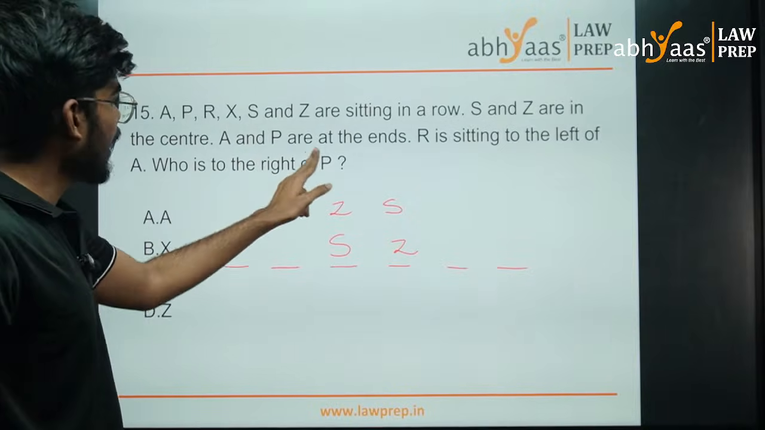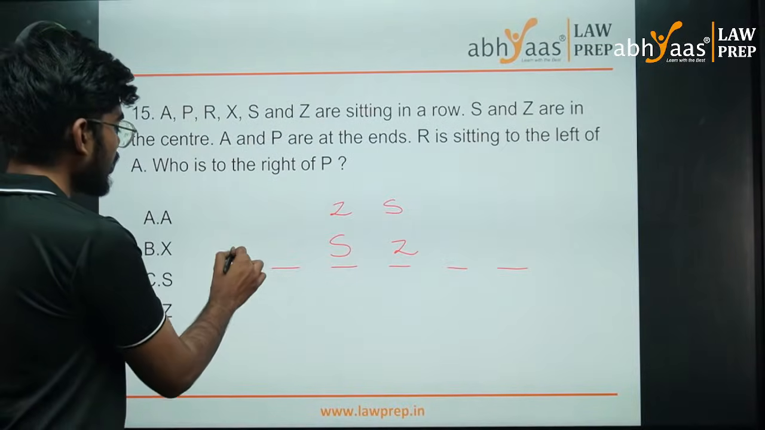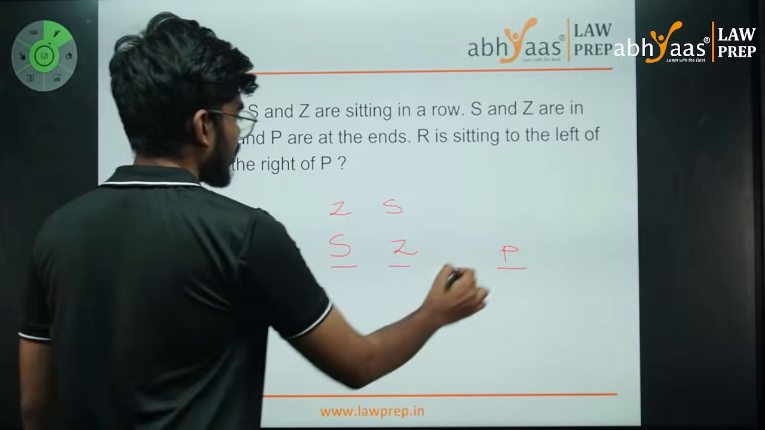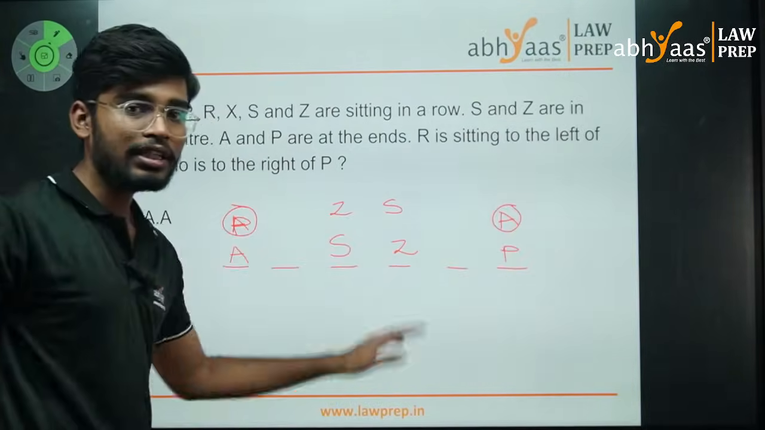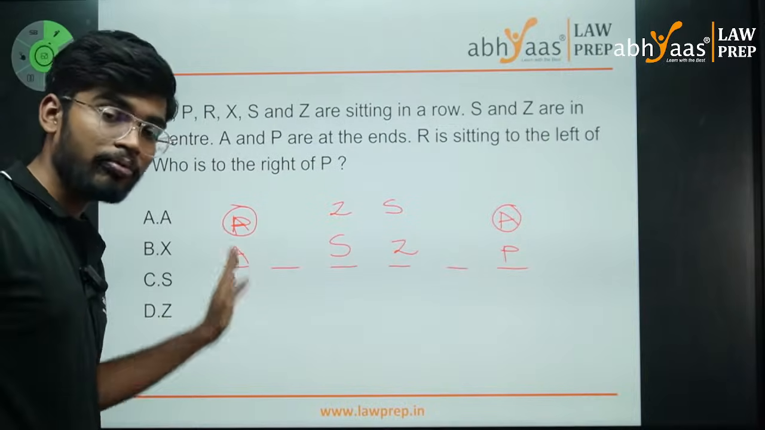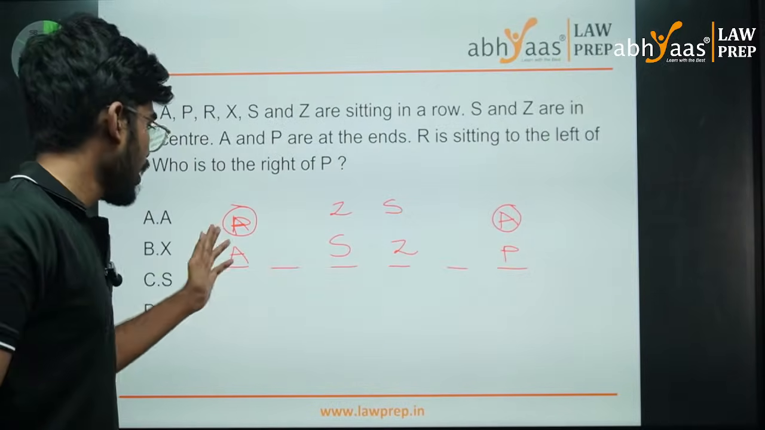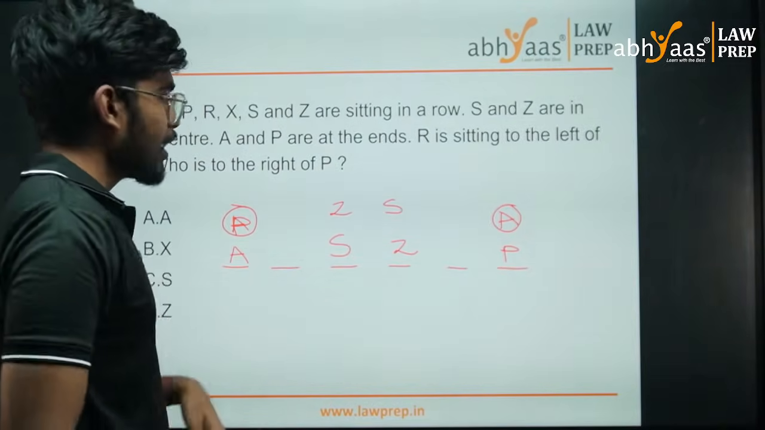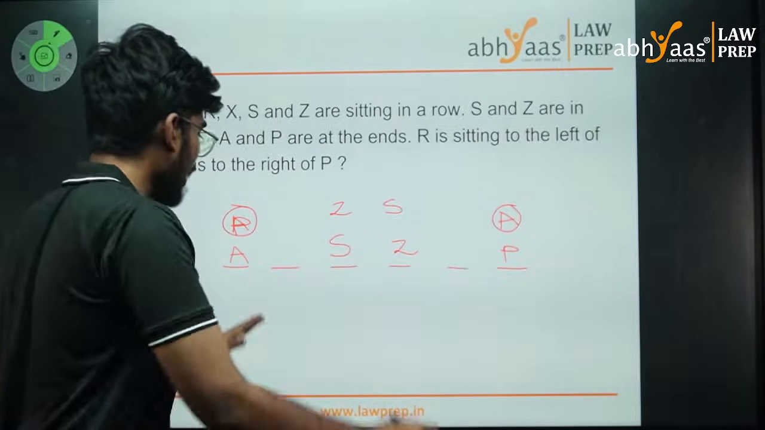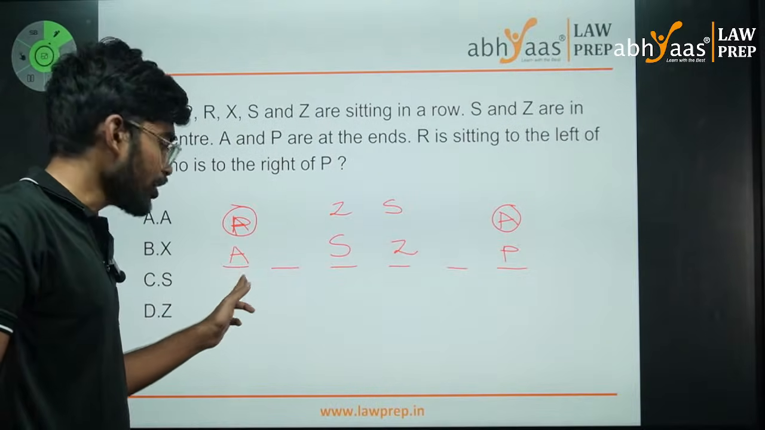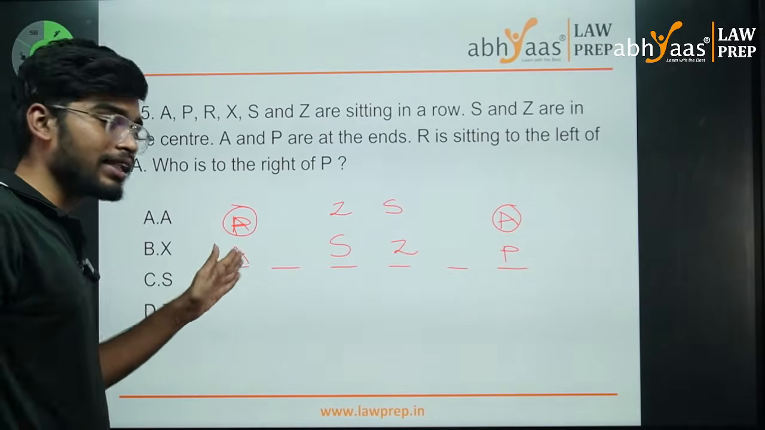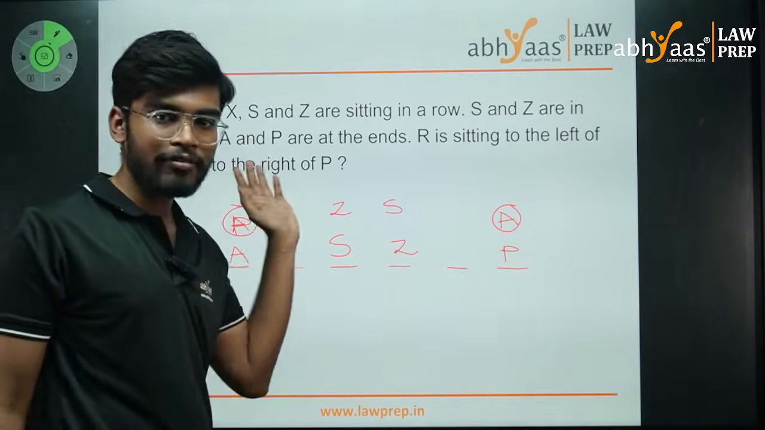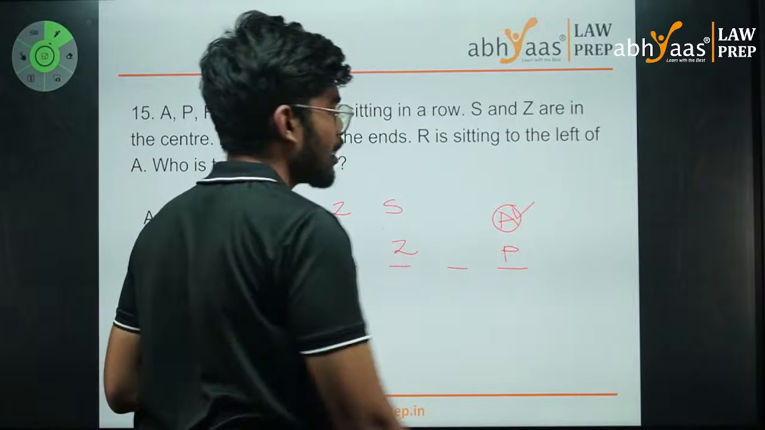Next, A and P are at the ends. So it can be either AP or PA, right? There is one possibility of A being here and P there and inverse. Next, R sits to the left of A. If a person has to sit left of A, it cannot be in the left extreme corner. So we know that A is sitting in the corner. If A is sitting in the left extreme corner, no person can be placed to the left of A. So that is why this condition is right.